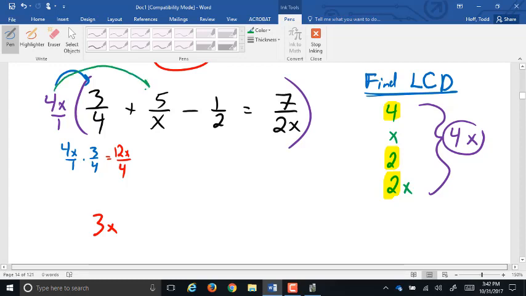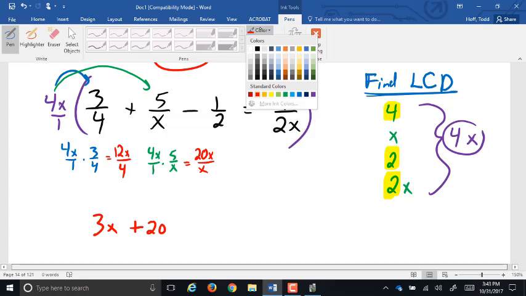4x over 1 times 5 over x. On top, we've got 4x times 5 is 20x. And on the bottom, 1 times x is x. 20x divided by x is 20. Good.